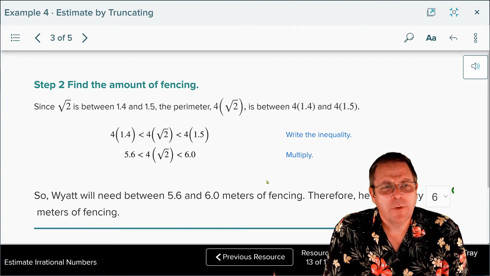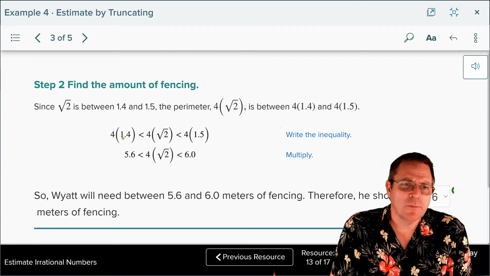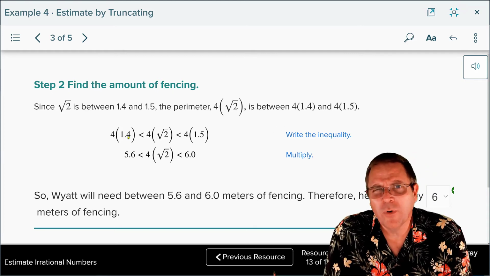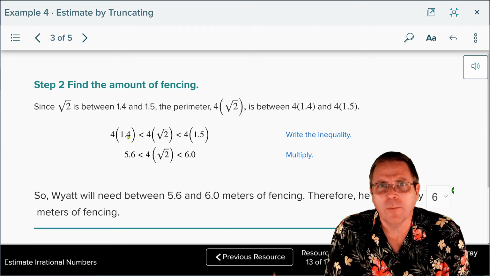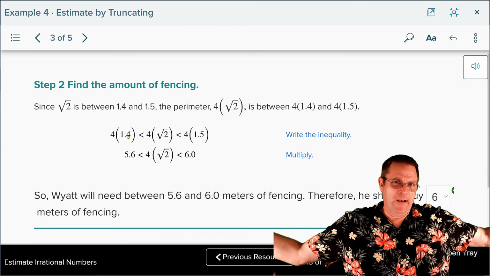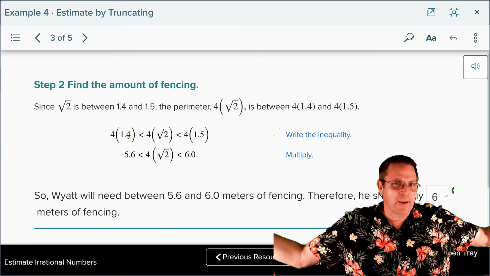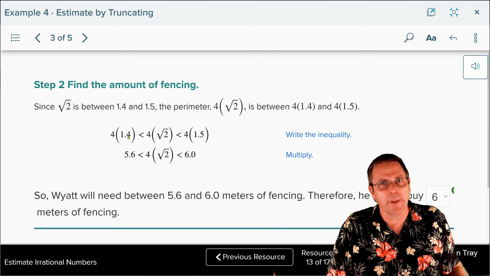Now, think about this for just a second. That meant each side of that puppy's pen is 1.4 meters. Less than 1.5 meters. 1 meter's 3 feet. So that poor puppy's pen is only like 5 feet by 5 feet. That's a pretty small pen for a puppy to play in.